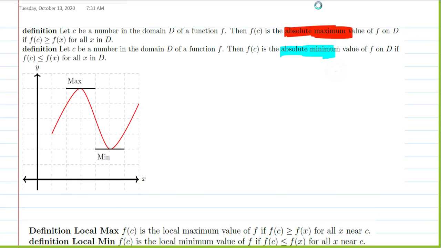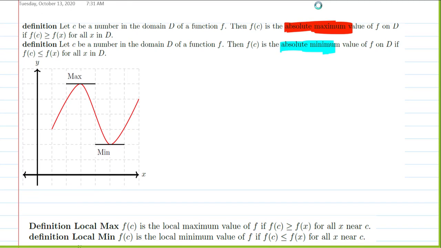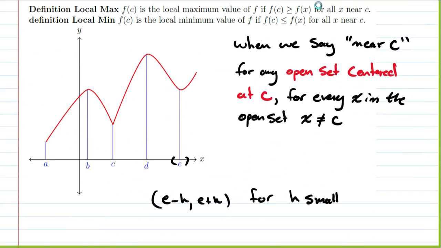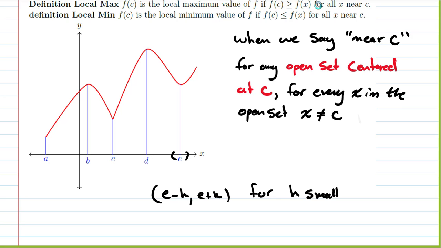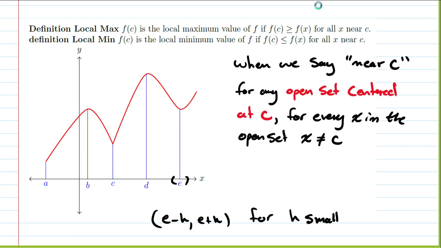Global, as we saw previously, means for all x in the domain of the function. So in terms of this picture, we could create open sets around almost all of these points. Here we would have a local max. Here we would have a local max. And here we would have a local min.